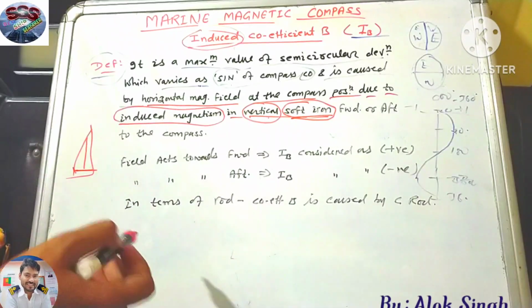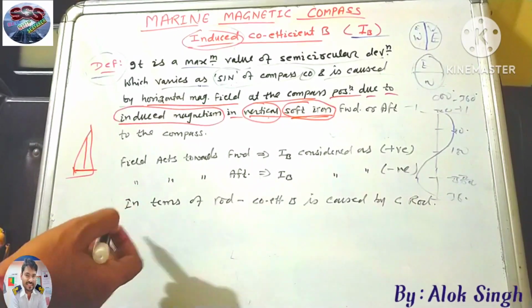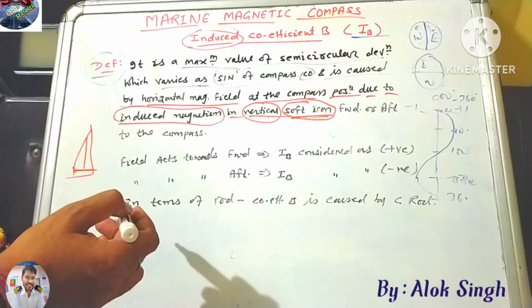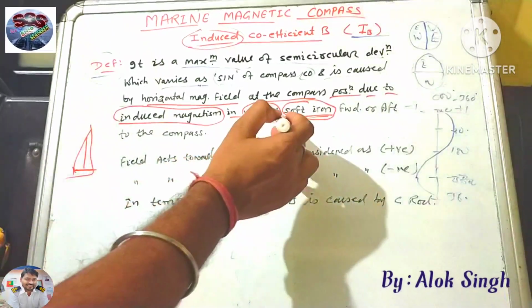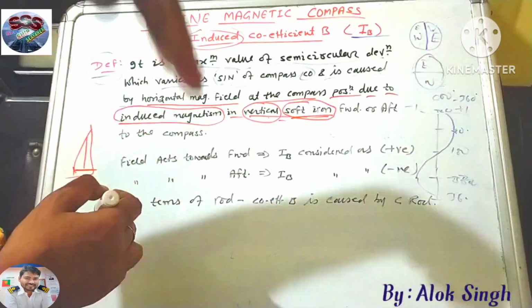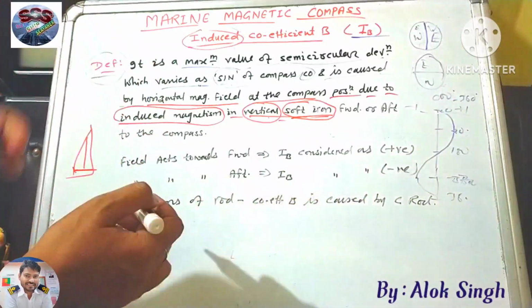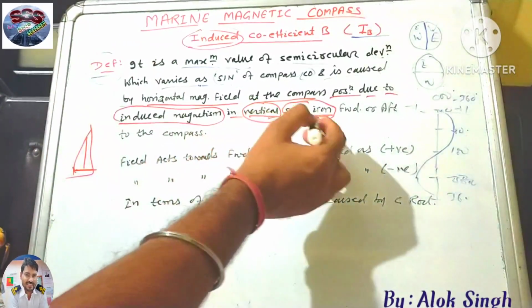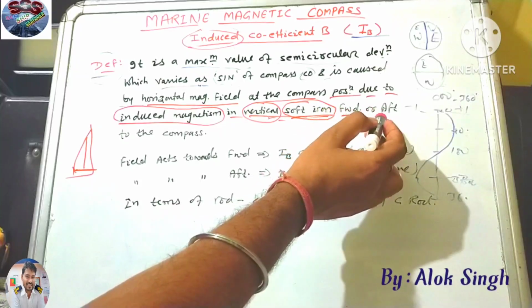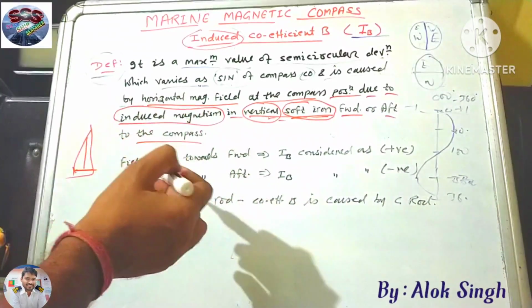So this becomes a horizontal, but in the athwartship direction. In the same way, our funnel is a perfect example of a vertical soft iron, which is in the up and down direction. So that is vertical soft iron.